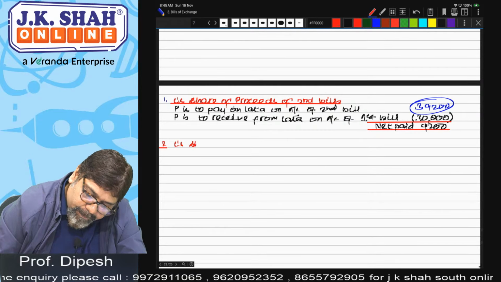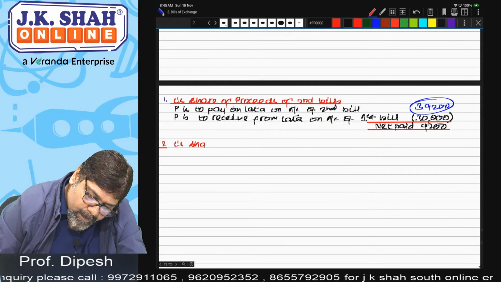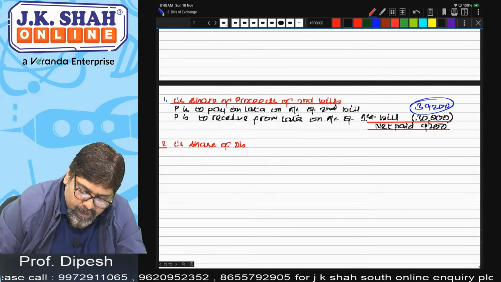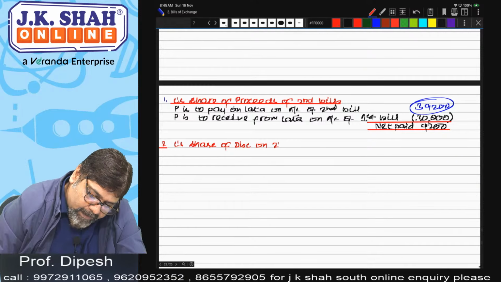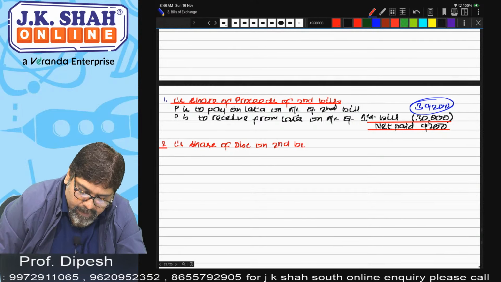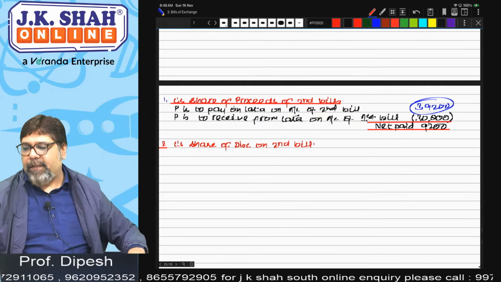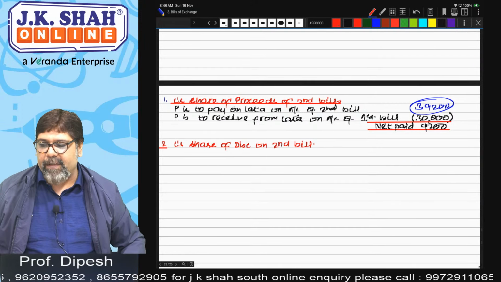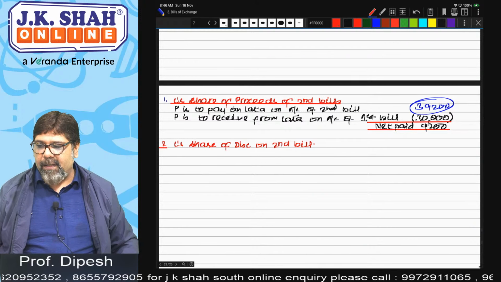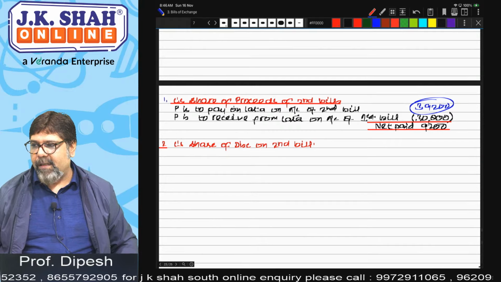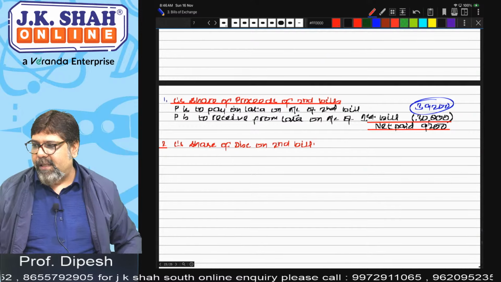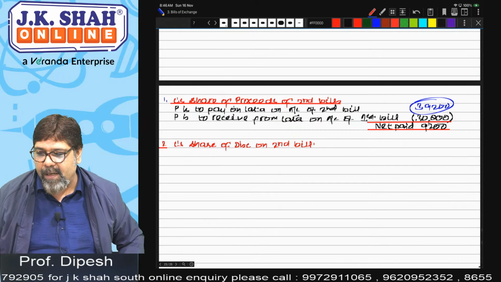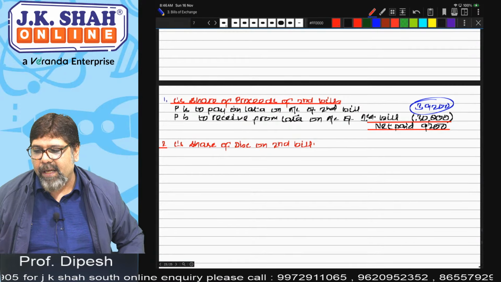Lata's share of discount on second bill. Lata's share of discount on second bill charted. Anybody can tell me how much? Lata's share of discount on second bill. Lata's share of discount of second bill. Can anybody tell me?